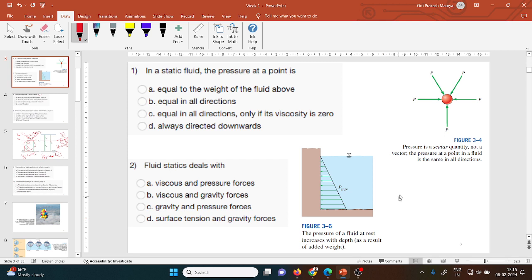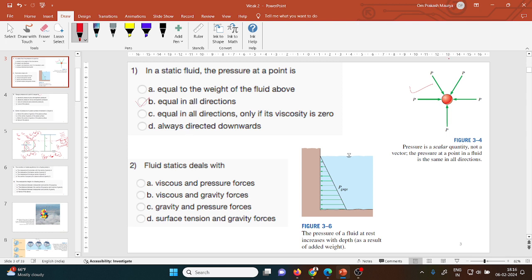As per the Pascal law, in the slide I have given the figure. As per the Pascal law, in the static condition, the pressure at a point is equal in all directions. So option B is correct for that.